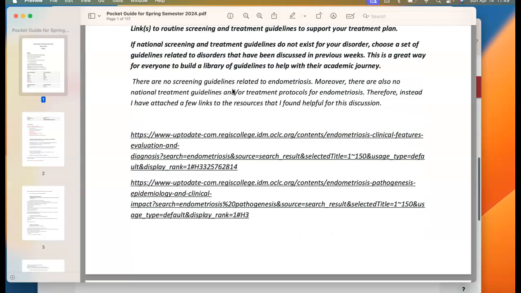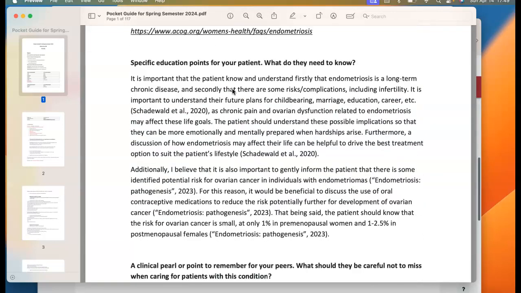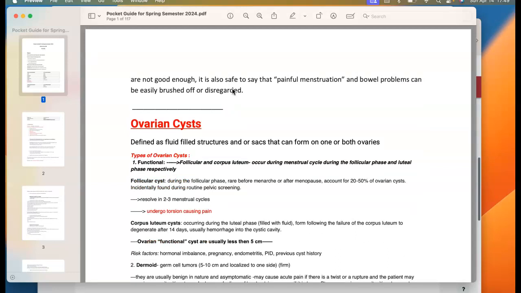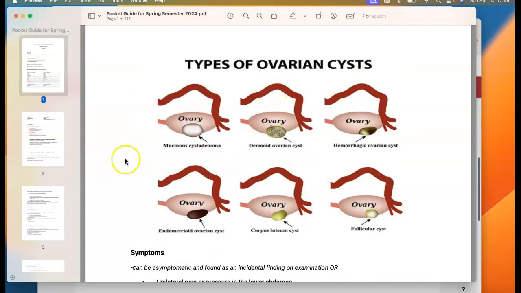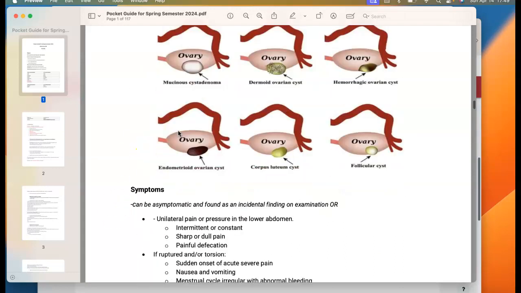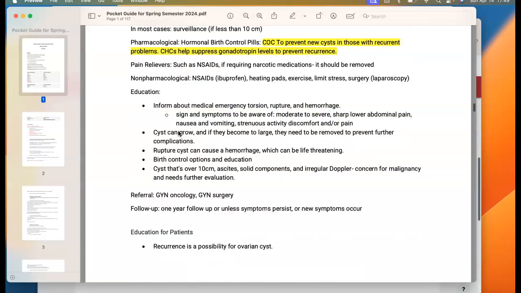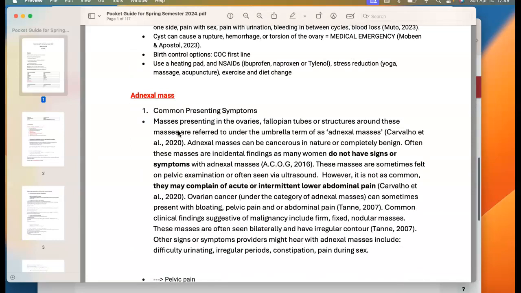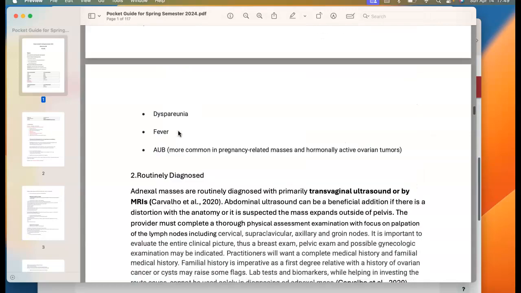And then I provided a bunch of links for myself for clinical resources from UpToDate, so I can look at those for any patients that might have endometriosis, as well as specific education and clinical pearls that were offered during the seminar. And then I went over ovarian cysts, types of ovarian cysts. I provided this picture for myself, and how do we treat ovarian cysts, how they present, and then I moved on to adnexal masses, how they present, how we treat and diagnose.